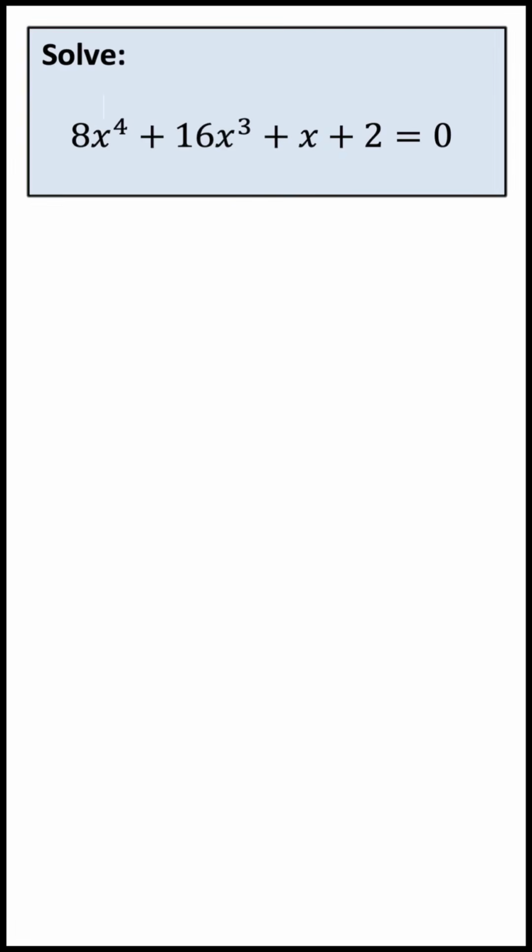Let's see if you can solve this polynomial equation. To solve a polynomial equal to 0, we want to get it into factored form. And because there's 4 terms, I'm going to think of the first 2 terms as a group and the last 2 terms as a group, and we'll see if factoring by grouping works.